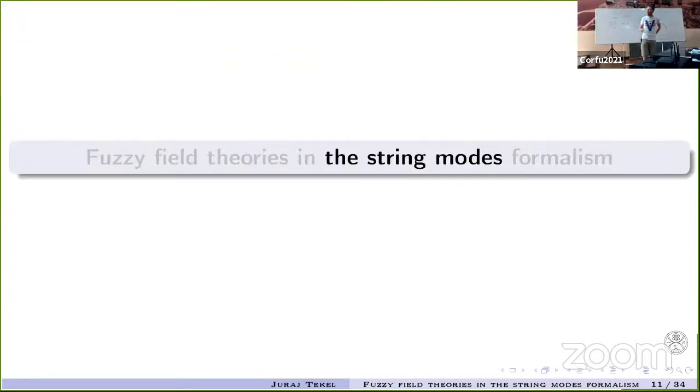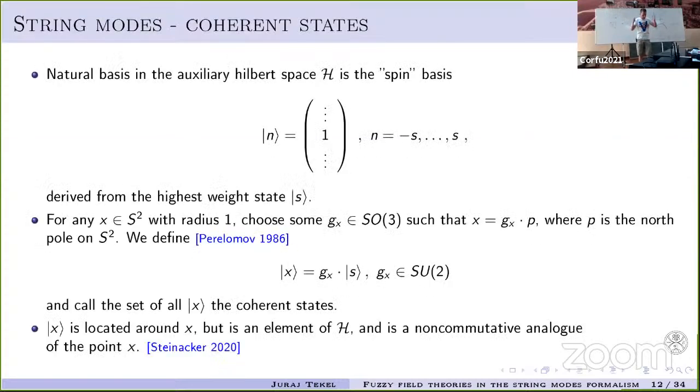Okay, so after this introduction, let me tell you what I mean by the cryptic string modes. The basis of the auxiliary space can be naturally taken as, you can call it, the spin basis of the states generated from the highest weight state. However, as we already heard today, you can do something different, and you can define the coherent states, which you get by acting on the highest weight state by a matrix that rotates the north pole of the sphere onto a given point x.